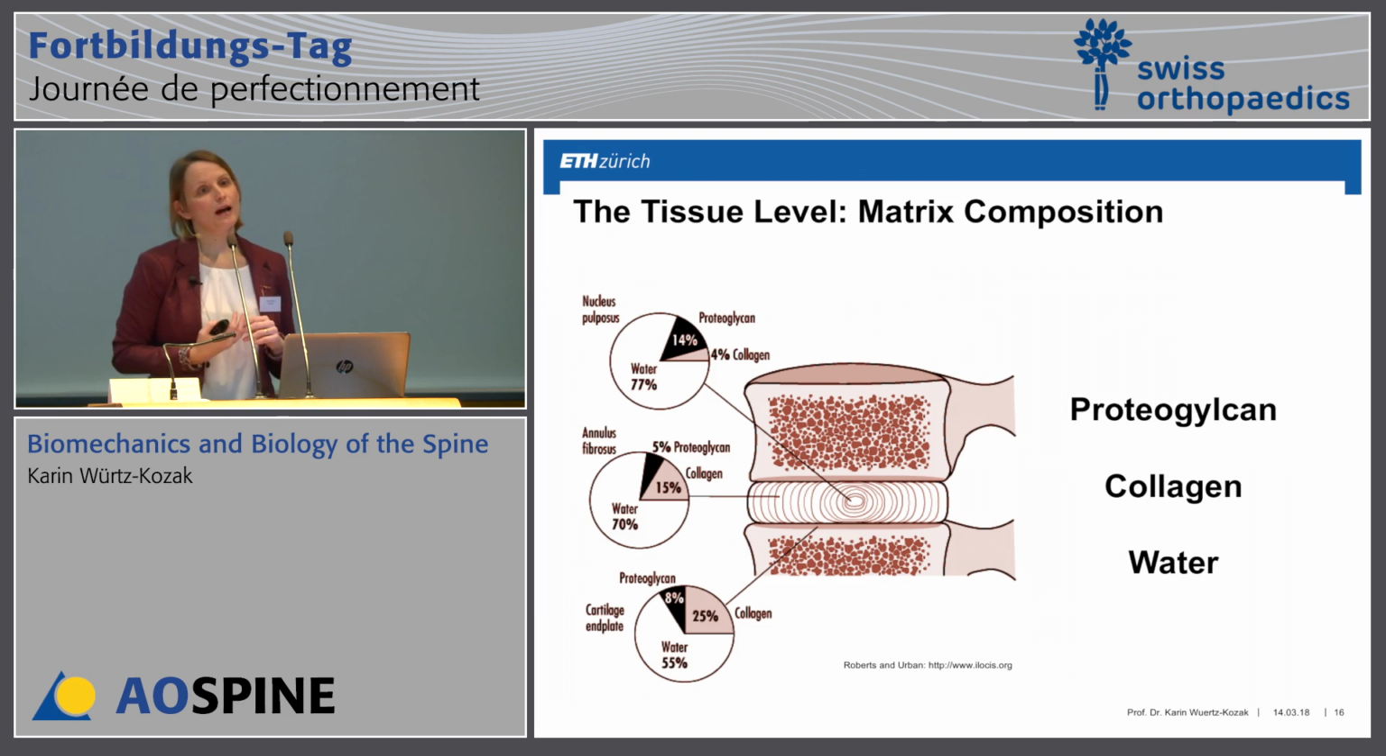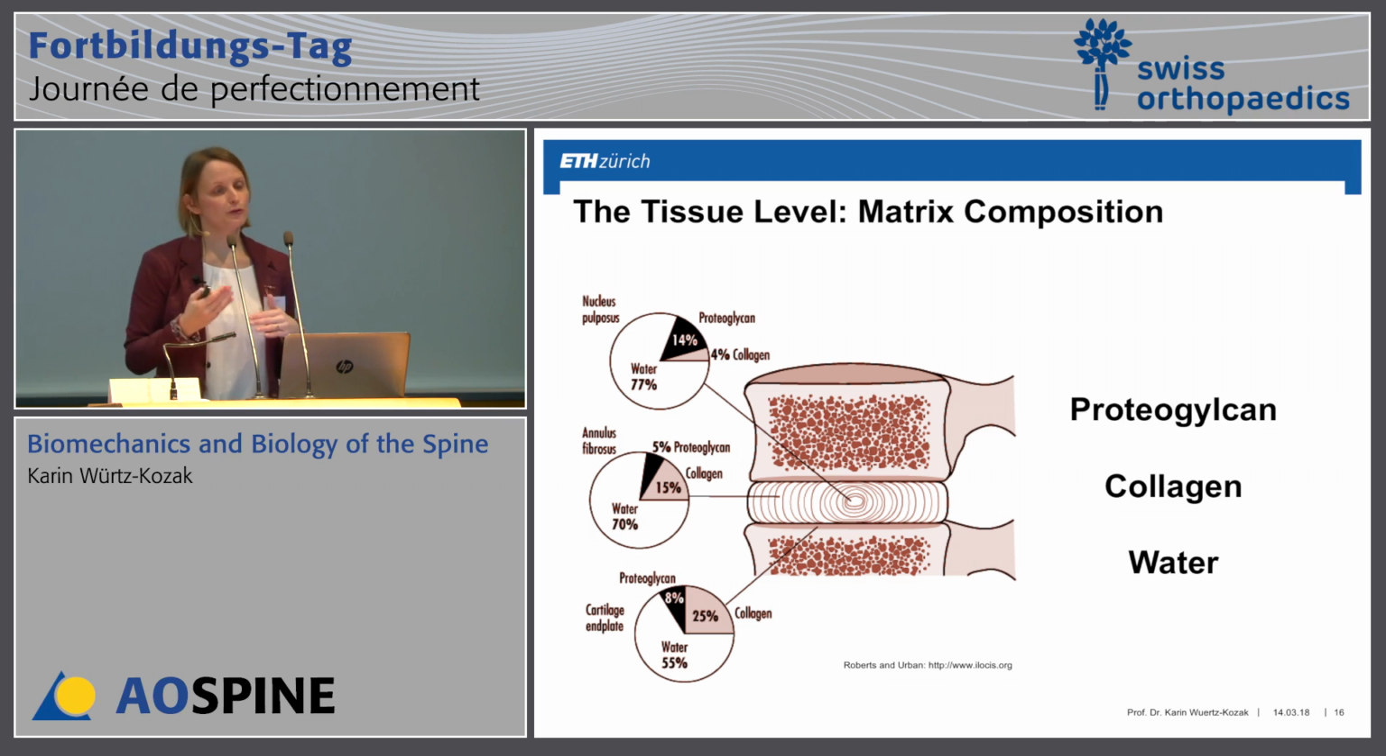Now, this little graph shows how these two different matrix proteins, collagen and proteoglycans, are distributed in the disc: the nucleus pulposus, the annulus fibrosus, and the end plate. You will see that you have these components everywhere, but what is different is the ratio of the components. In the nucleus pulposus, which I previously said is very highly hydrated, you have more proteoglycans and therefore also more water, because the proteoglycans have negative charges and attract water. That allows the nucleus pulposus to have its hydrostatic nature and also its shock absorbing function.